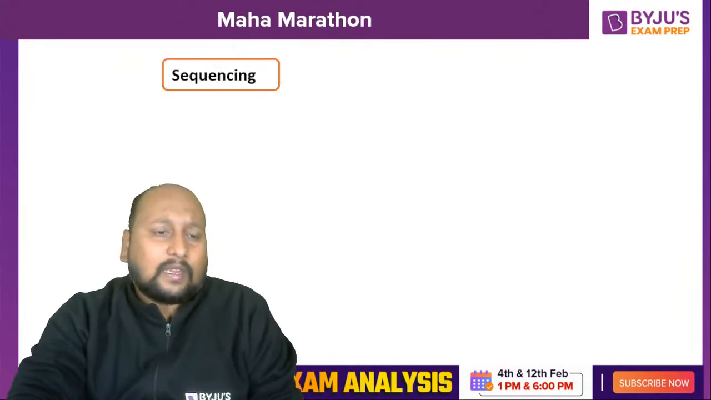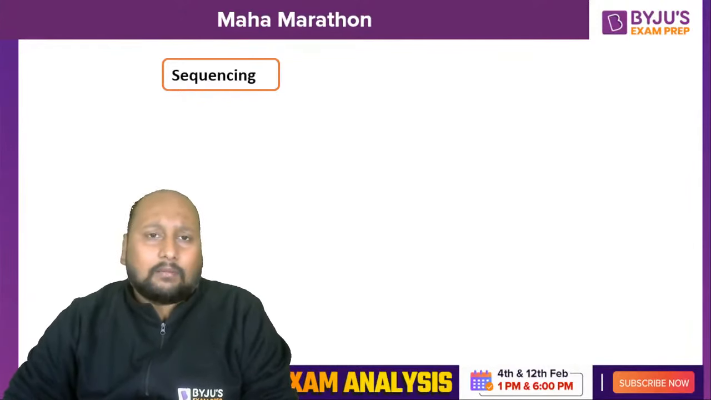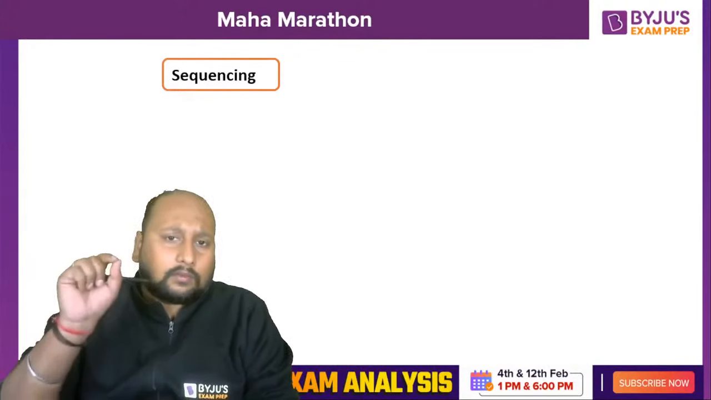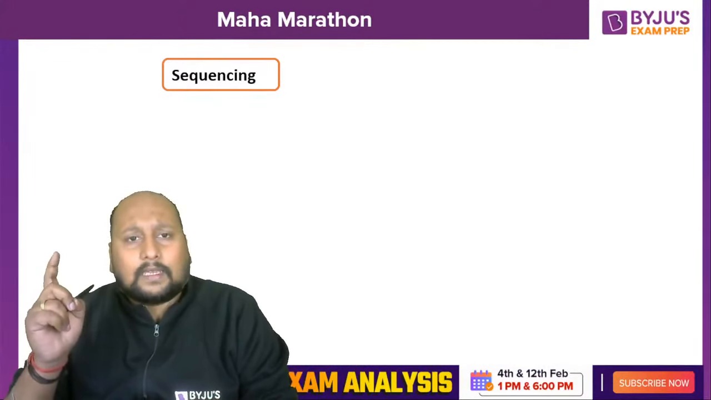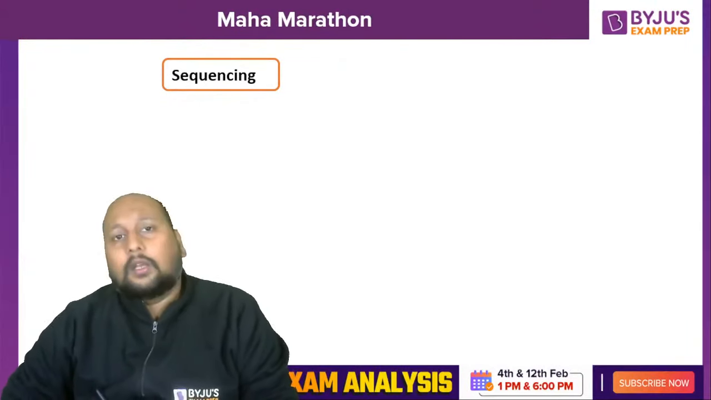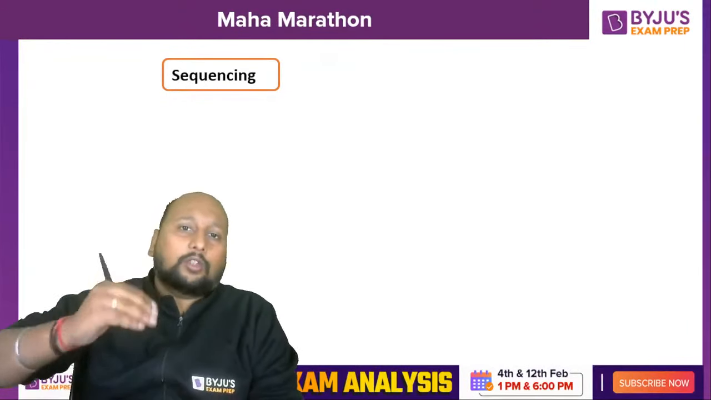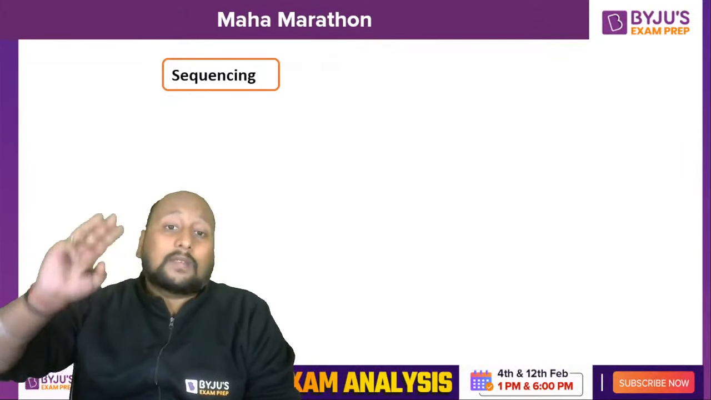Now the next one is sequencing. Let us talk about sequencing. Sequencing is a very basic methodology. Here we are doing 3 different types of sequencing. One is the sequencing of n jobs on a single machine. The second one is sequencing of n jobs on 2 machines, and the third is the sequencing of n jobs on 3 machines.